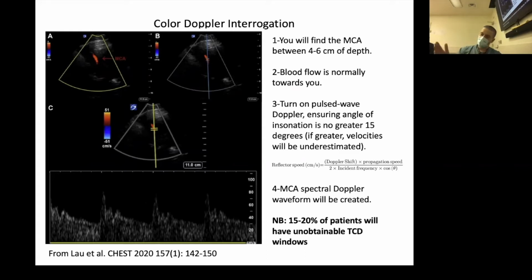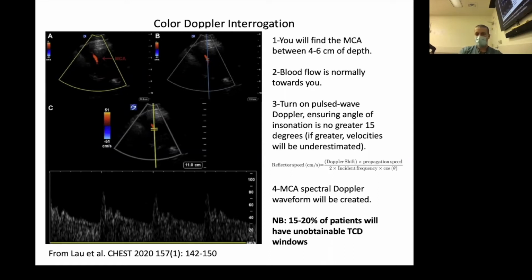So after you've found the vessel, you want to turn on pulsed wave Doppler. And again, you want to ensure that you don't have a big angle of insonation, and really you don't want it greater than 10 to 15 degrees. And that's really all in the Doppler speed, right? Which is affected by the cosine of the angle of insonation. So if you're at an angle of 0, the cosine is close to 1, and that's ideal. And if you're at 90 degrees, the cosine becomes 0. And so you actually get no flow at that angle of insonation.